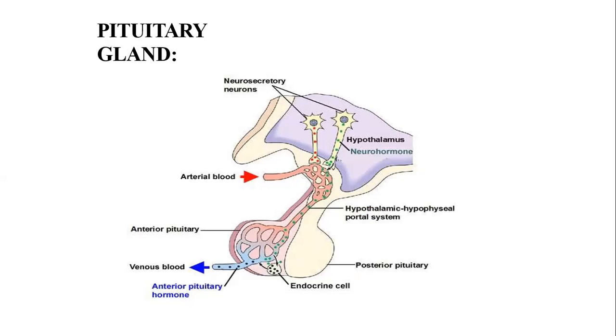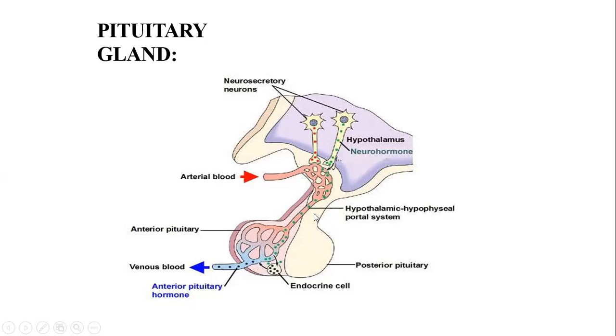By which part is it attached to the hypothalamus? It is attached to the hypothalamus by this stalk. Through this stalk, it is attached to the hypothalamus. This stalk is called the infundibulum. So this part is the infundibulum.